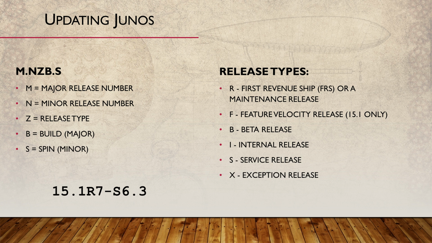We're going to use version 15.1R7-S6.3. 15.1 is the major and minor release numbers. R7 means maintenance release 7. You could think of this as a service pack in Windows, for example. And S6.3 is service release 6.3 within maintenance release 7. Not all versions are service releases. Generally, you would use them if they were JTAC recommended, or if you're trying to fix a specific issue that you're facing.